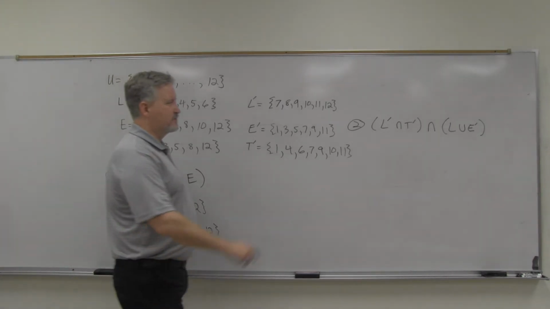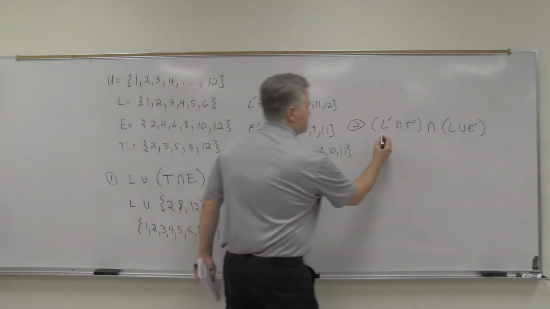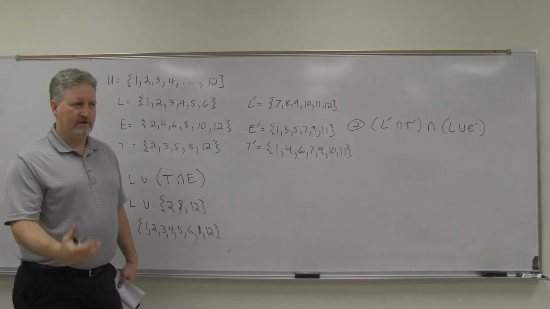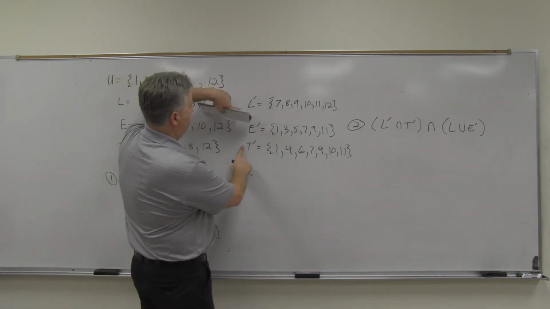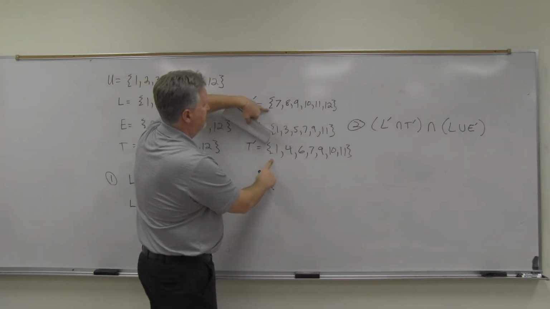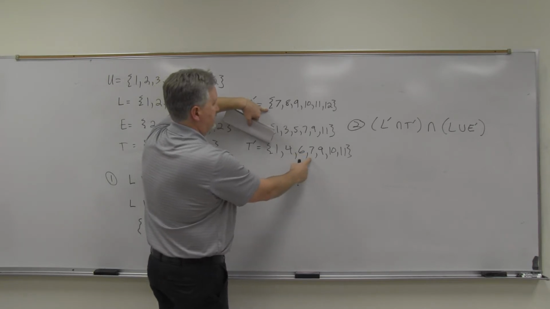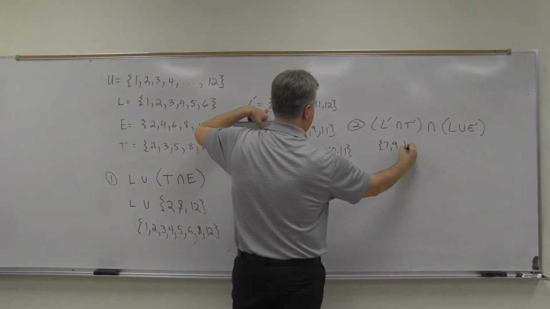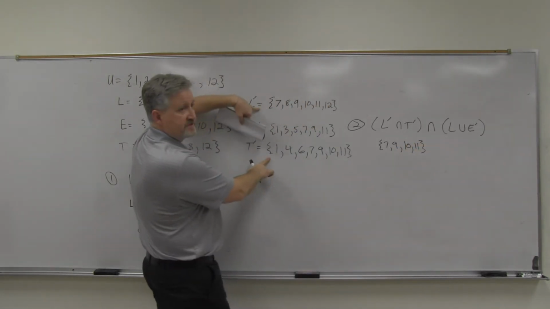All right. So parentheses first, back to our problem. First one we got is L complement intersection T complement. Intersection is what they have in common. So L complement intersection T complement. It's what these two have in common. Top one and the bottom here. Be 7, 9, 11, wouldn't it? 7, 9, 10, 11, sorry. With me? 7, 9, 10, 11?